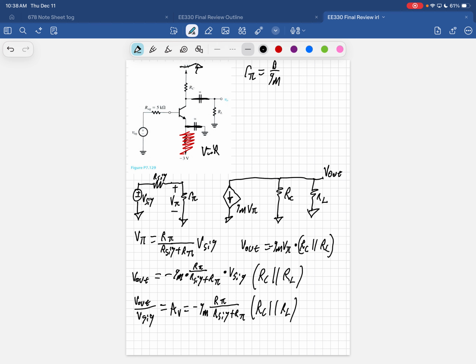What would we get? We still need to find GM, so what would we get? Yeah, good question. So we need to find GM.